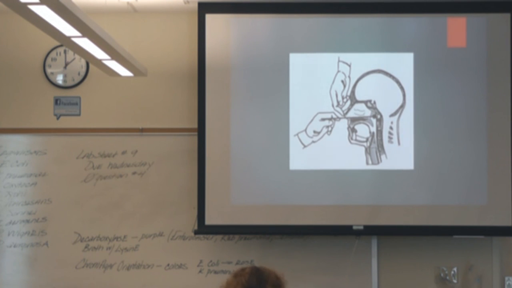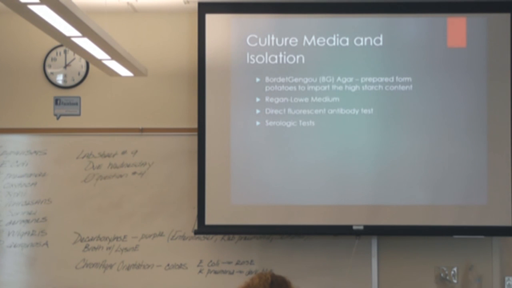All right, for identification, culture media is going to be important on this one. So you have Fiji agar, and you also have Reagan low medium for Bordetella. So know that for sure. The other thing is to be familiar that it's going to be direct fluorescent antibody test or serological test that will be able to identify it. Okay? Are you good with that? Did you highlight that? Okay, that's the most important for that one.